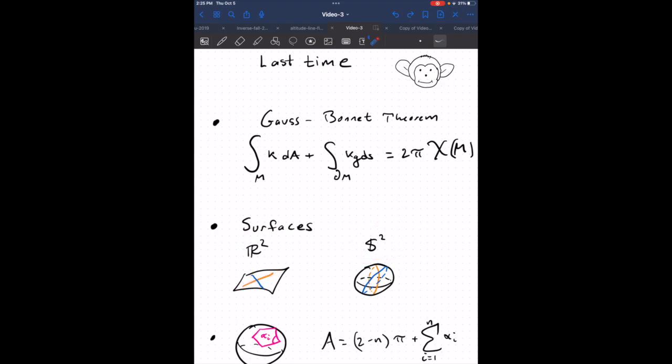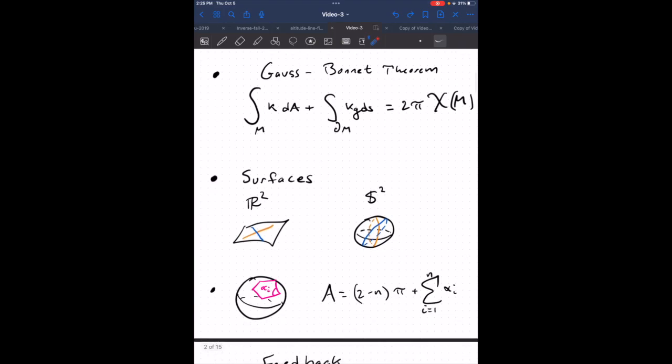For instance, if you have 2 non-parallel lines in the plane, they intersect once. Well, in the sphere, they intersect twice. And we got a nice formula for the area of a polygon on the sphere in terms of the interior angles that'll be useful to us later.